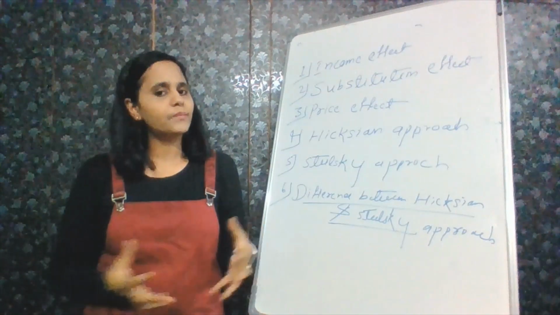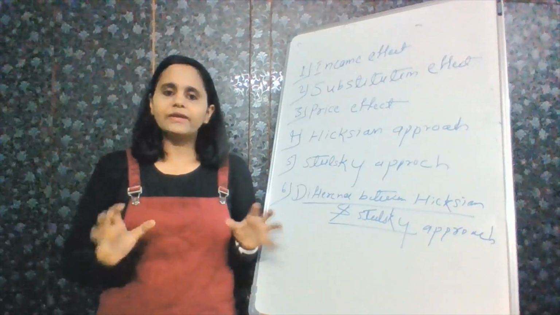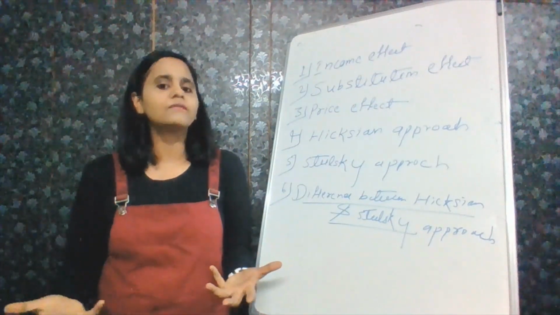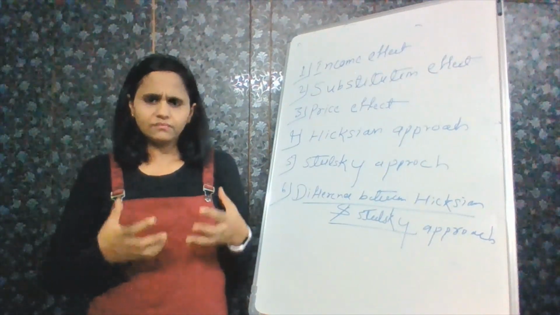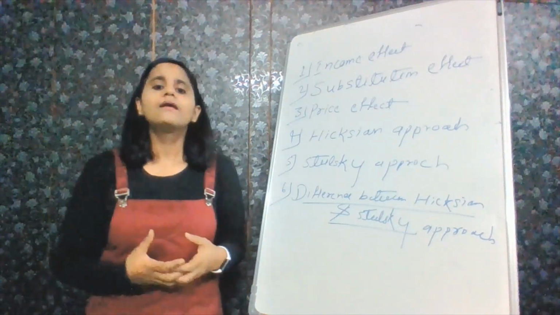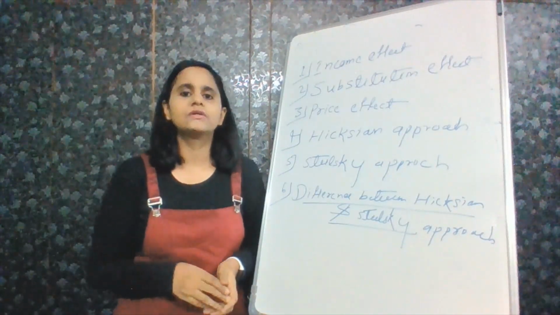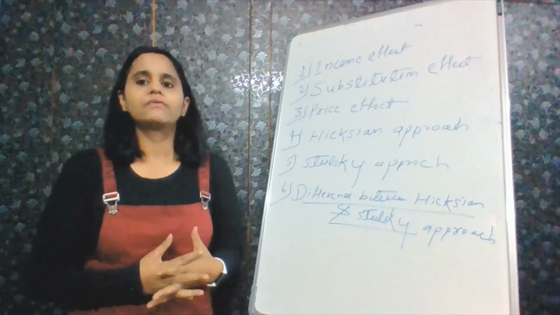Then we looked into the ordinal approach, specifically the indifference curve approach. As part of indifference curves, we saw what an indifference curve is and how you derive the maximum utility given your budget constraint. So that was all we looked into in the previous classes, which was very basic and the foundation of the theory of consumer behavior.